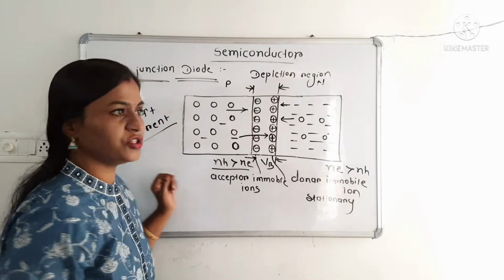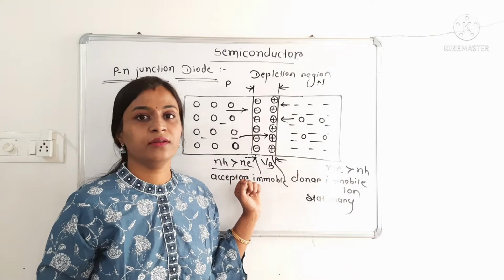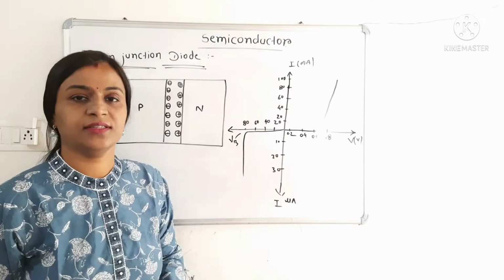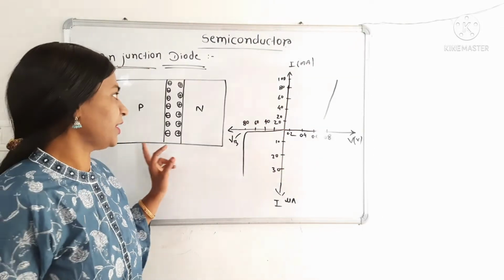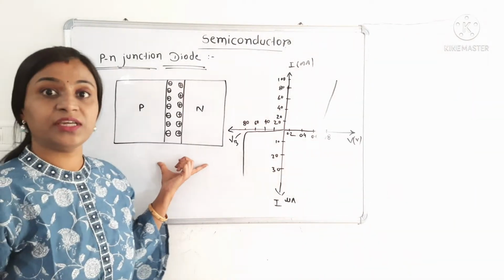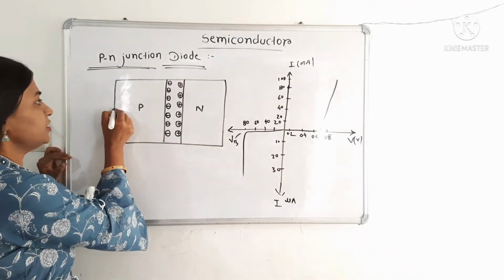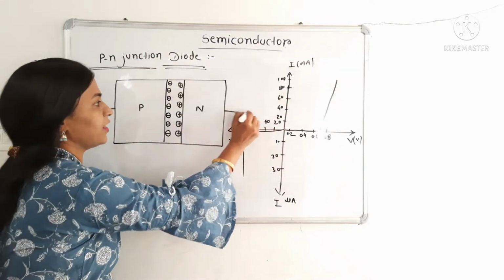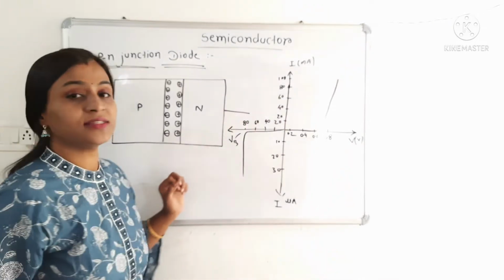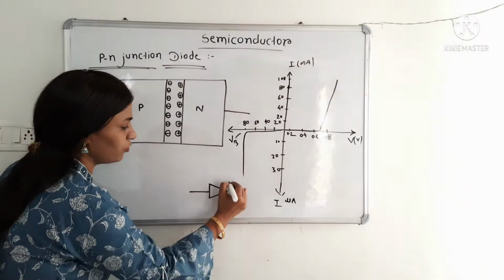The first diode is your PN junction diode, and the PN junction is operated in two regions: one is forward bias and another is reverse bias. This is the PN junction diode. The P and N junction is formed when it is designed as a PN junction diode. A PN junction diode has two terminals, one is P and another is N. The positive terminal is known as anode and the negative terminal is known as cathode. The symbolic representation of the PN junction diode is this.